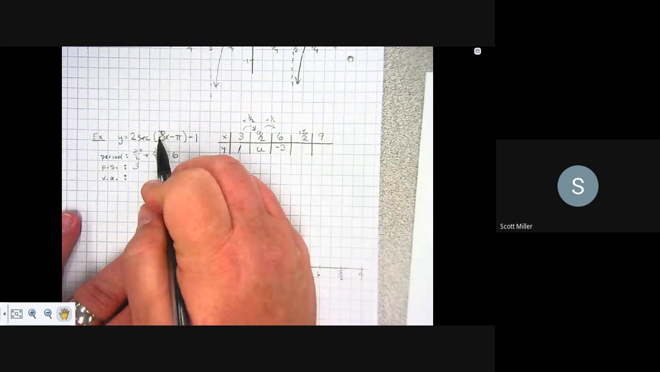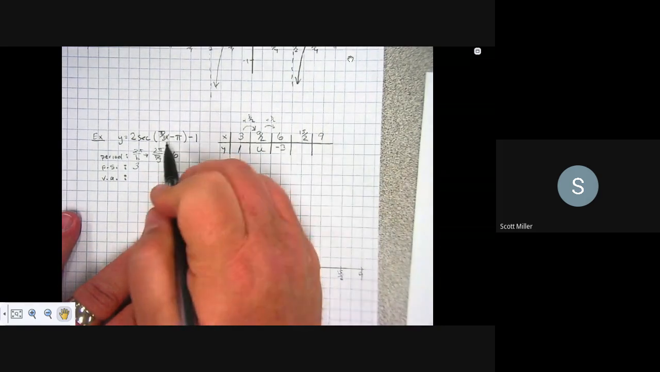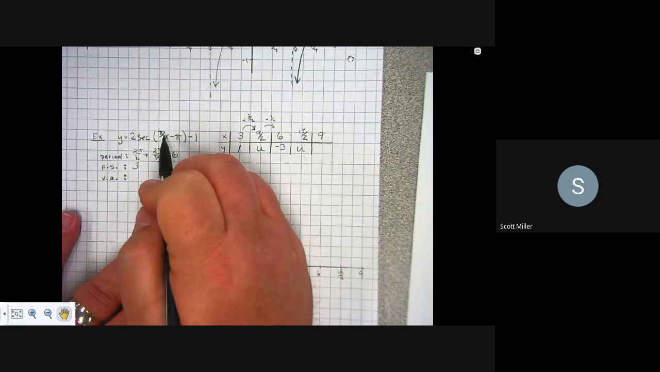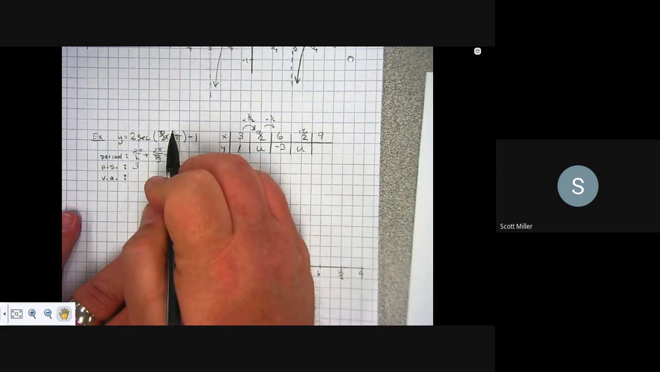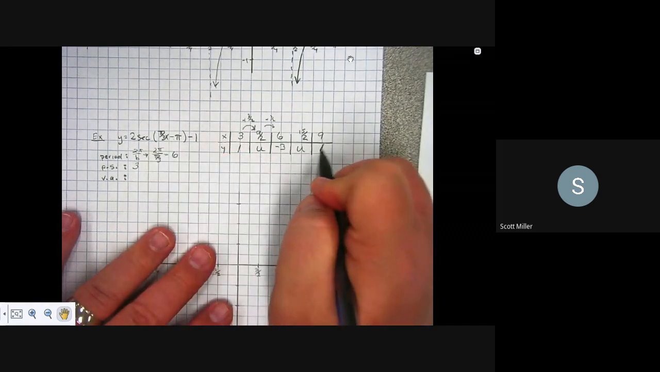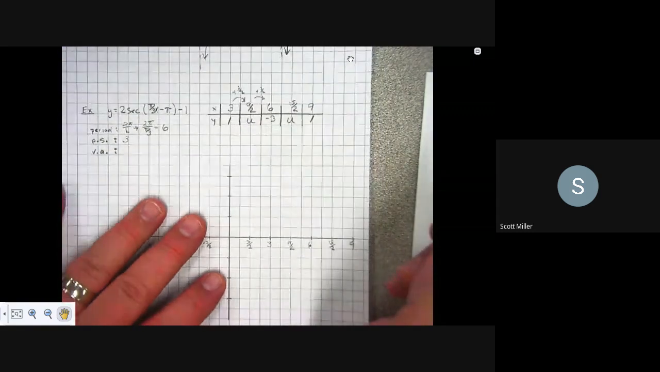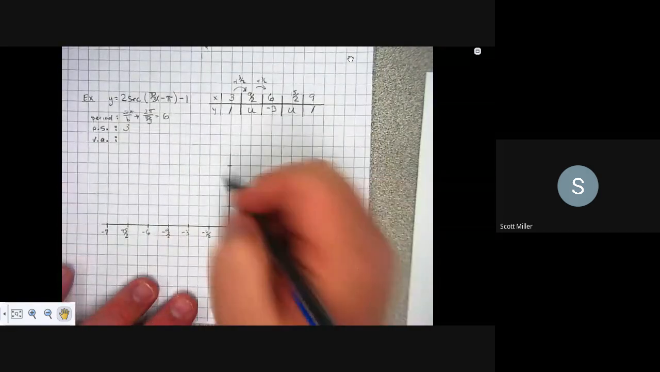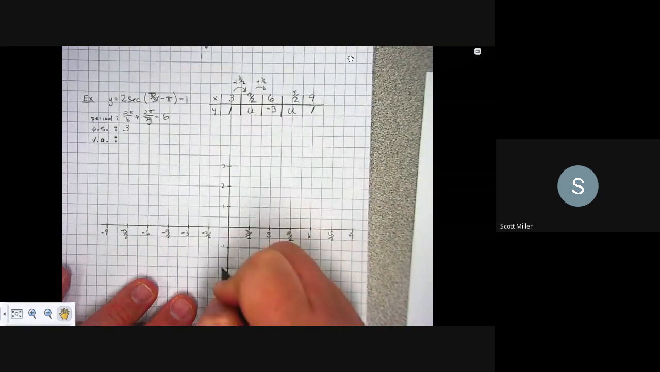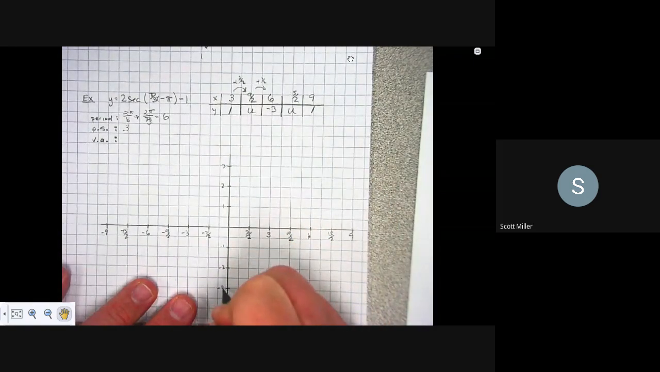This is going to be 3 pi over 2, which would be undefined. And if I plug in 9, this is going to become 2 pi, the secant of which is 1. 1 times 2 is 2. 2 minus 1 is 1. So there's my scale there. So this can be 1, 2, 3, -1, -2, -3.